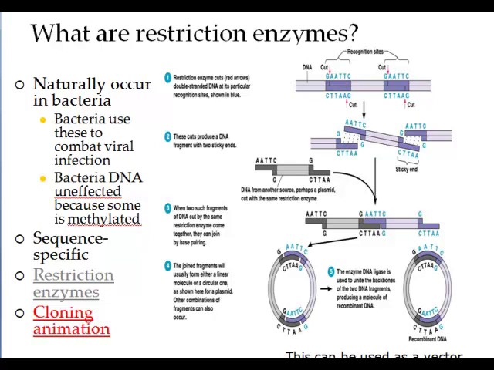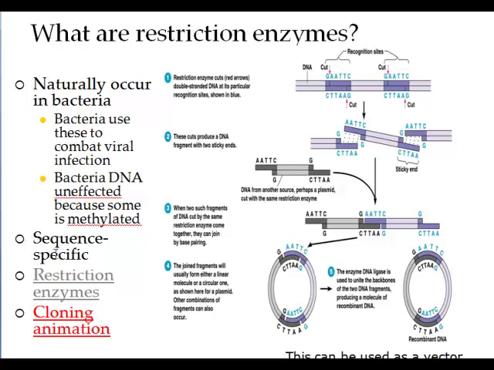Bacterial DNA is unaffected because it is methylated. Methylated means that the bacterial DNA is protected from digestion because the cell adds a methyl group to some of the cytosines in the DNA. And these purified forms of the bacterial enzymes are still used in laboratories today.